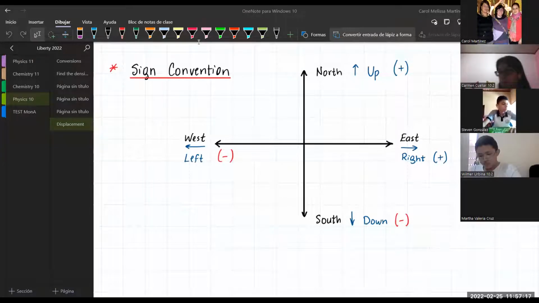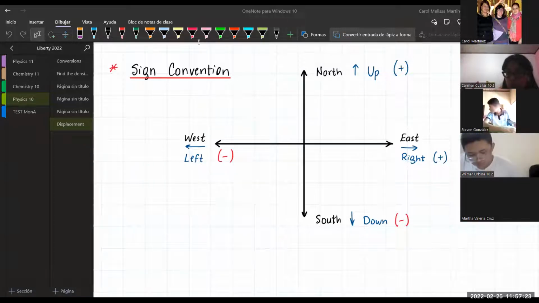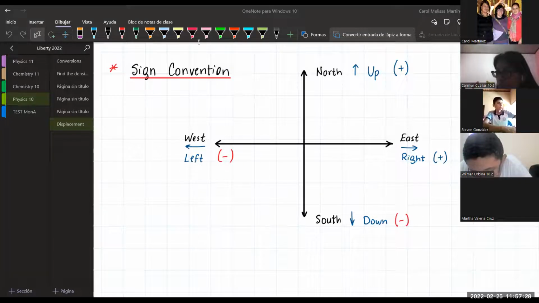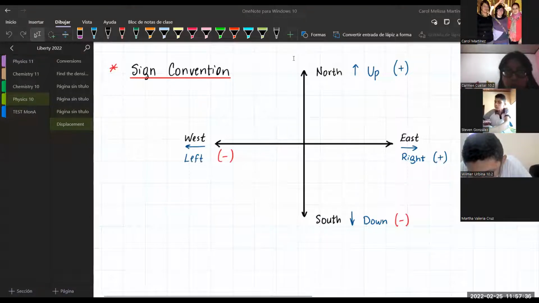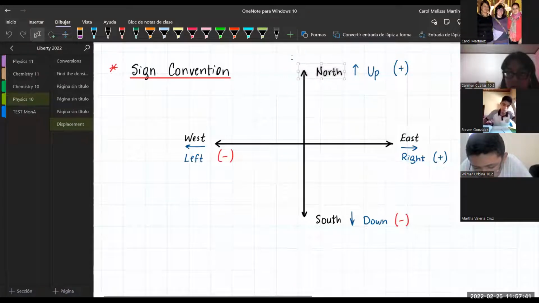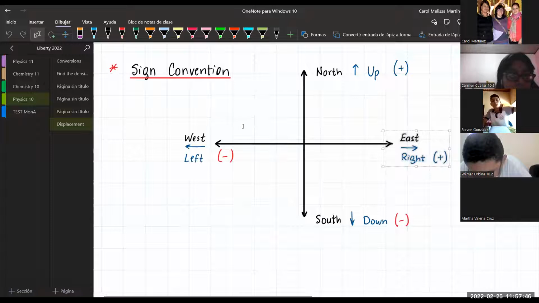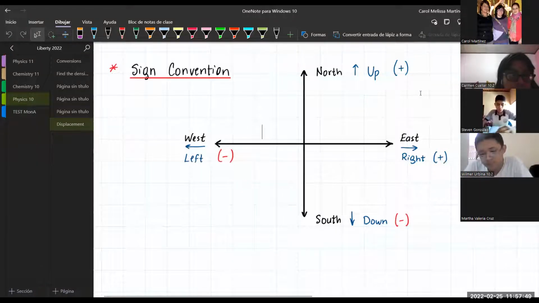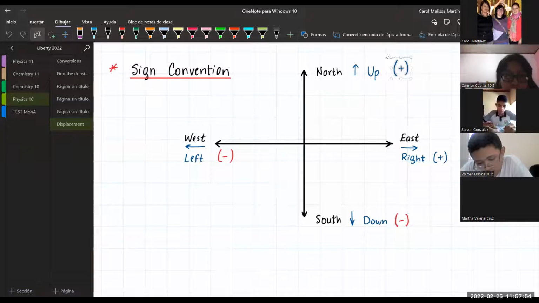Sign convention for directions. Whatever you see on the board is a Cartesian plane, but instead of showing x and y, it's showing you directions. When it goes up, it's considered north; down is south, east is to the right, west to the left. You can also see the signs that are considered for these directions.